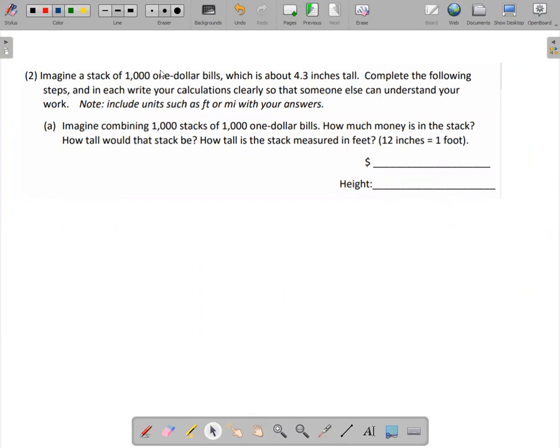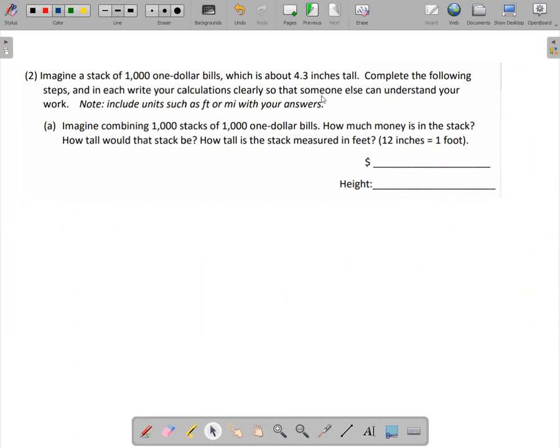So imagine a stack of 1,000 $1 bills. Okay, they claim it's 4.3 inches tall. Okay, I don't have a stack I could measure. I guess I could go to the bank and ask, could you go back and measure a stack of 1,000s for me? But I'm going to go with the author that wrote this. It wasn't me. I think this is correct.